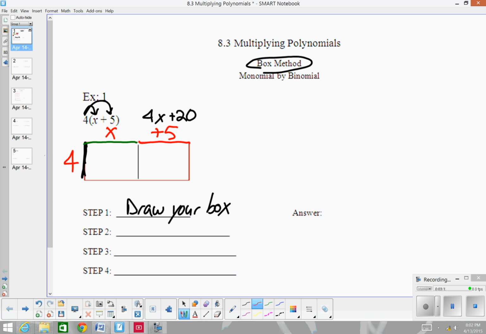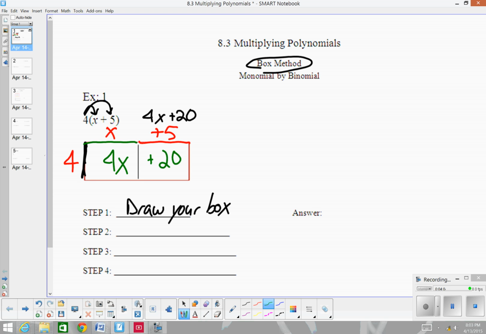If you remember, probably back in 8th grade, you found the area of a square, or any type of rectangle or area of any boxed figure. It's always going to be length times width. So I'm going to have 4 times x. Now remember, if I have 4 times an x, it's just going to be 4x, right? I know that. Now I'm going to find the area of the second box. The width is still 4, and the length is 5. So I'm going to have 4 times positive 5, which is positive 20.